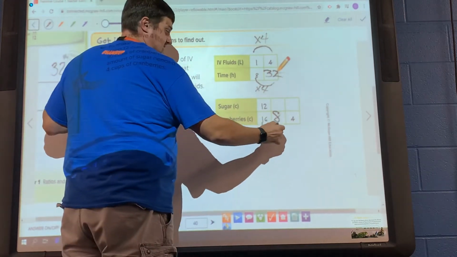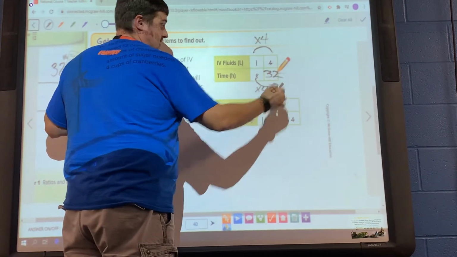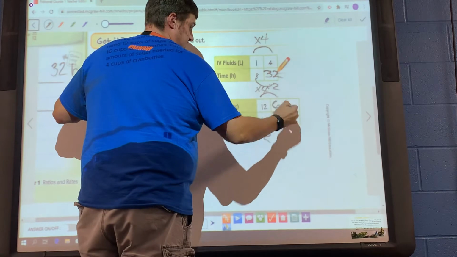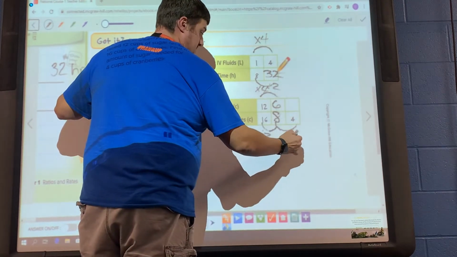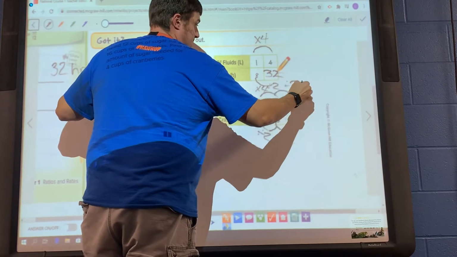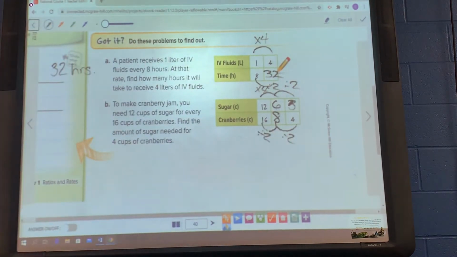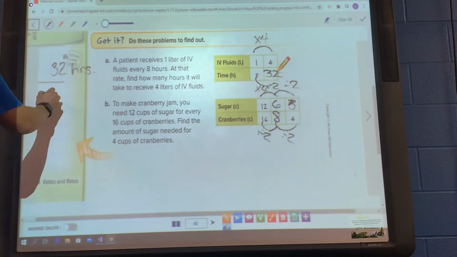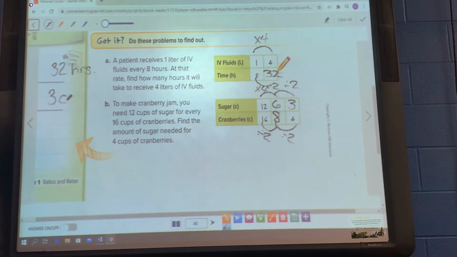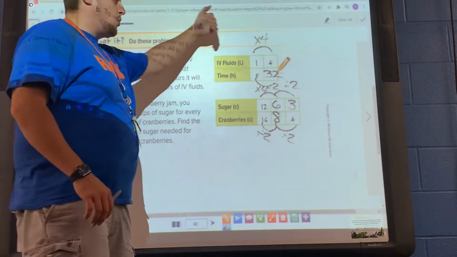So how do we get from 16 to 8? Well, we divide by 2. We gotta do the same thing up here. So 12 divided by 2 would be 6. Now, how do you get from 8 to 4? Well, you divide by 2 again. So we're gonna get 3. So this means that for every 4 cups of cranberries, there are 3 cups of sugar.